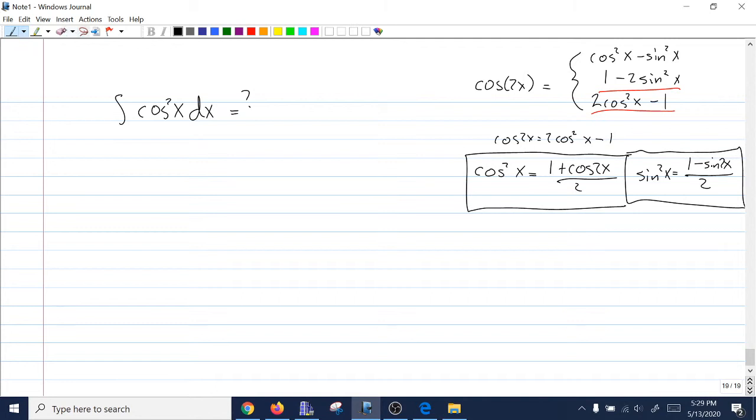Oh, no, damn it, Andy. Don't write the wrong thing down and then put a box around it. It's 1 minus cosine 2x over 2.